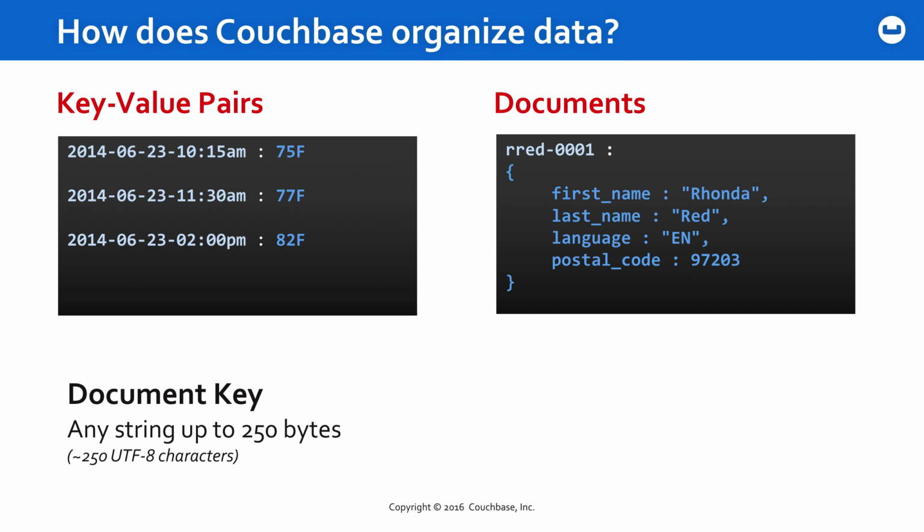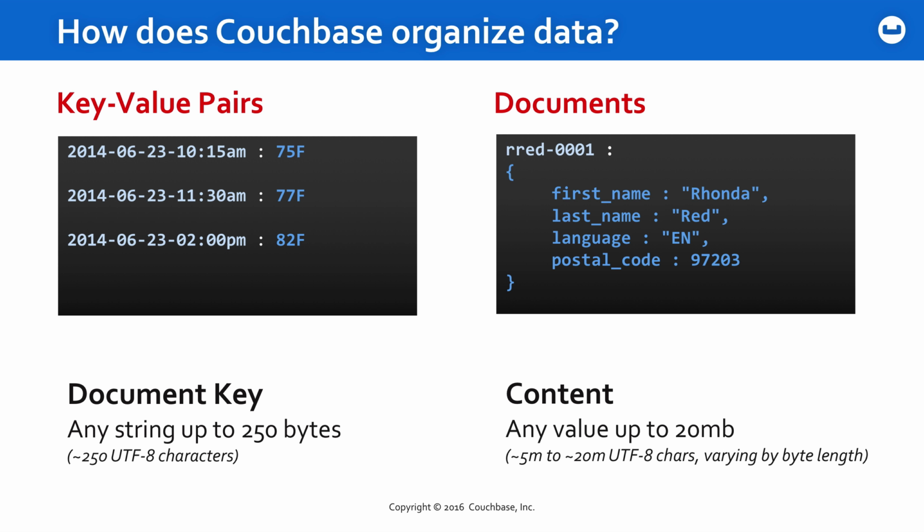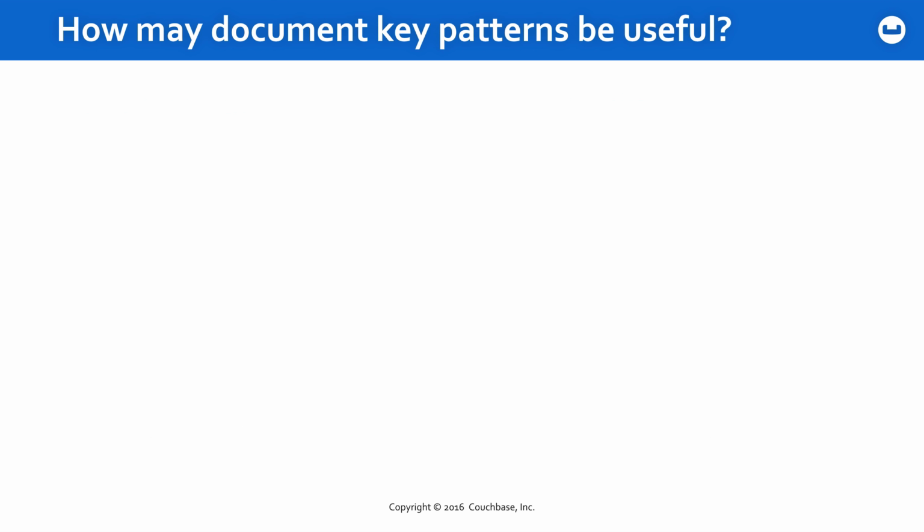Now, the document keys for Couchbase can be any string up to 250 bytes, so that's up to about 250 characters. The content, the value, the document itself, can be anything up to 20 megabytes, so that's up to 20 million characters, varying on the byte length that you're using.